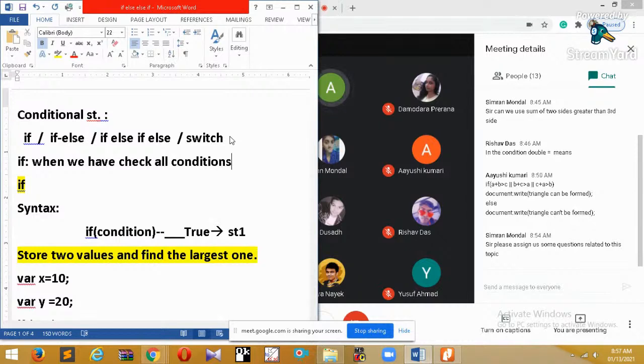So this is the simple task. That is the type of if, which means whenever we have to check all the conditions, whenever a condition becomes true, at that time it will give you the particular result, and obviously it will move to the next condition also. So this is for if.